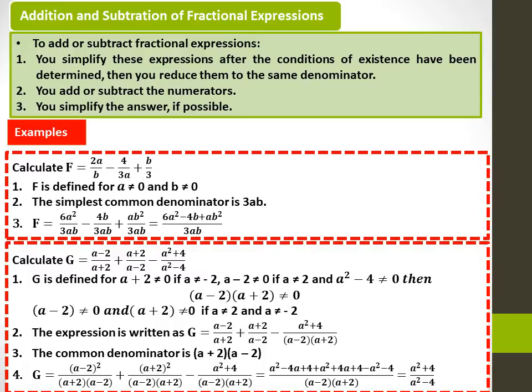The expression is written as G equals (a minus 2) over (a plus 2) plus (a plus 2) over (a minus 2) minus (a² plus 4) over (a minus 2)(a plus 2). The common denominator is (a plus 2)(a minus 2). G is equal to (a minus 2)² over (a plus 2)(a minus 2) plus (a plus 2)² over (a minus 2)(a plus 2) minus (a² plus 4) over (a minus 2)(a plus 2). The answer is (a² plus 4) over (a² minus 4).